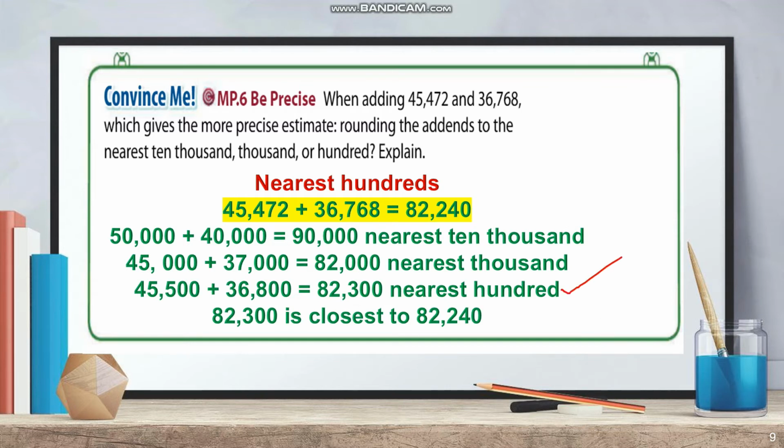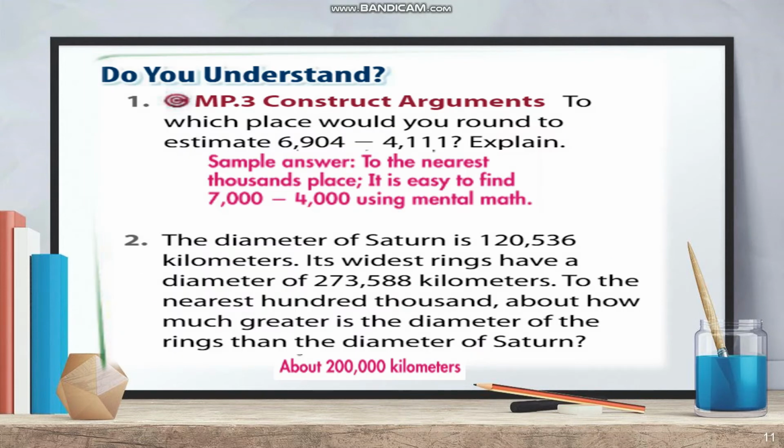Now, compare all the estimated answers to the exact answer. Which is closer to 82,240? Of course, the answer is 82,300, which is the nearest 100. That's why the given that gives a more precise estimate is the one that you round to the nearest hundreds.